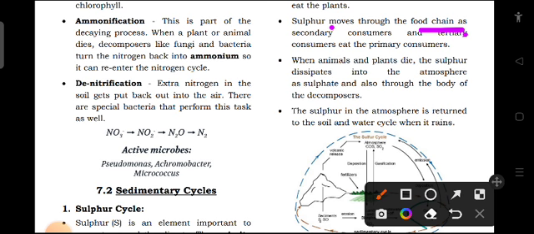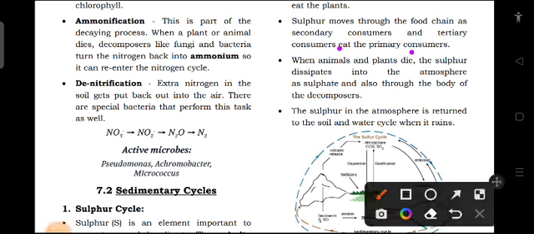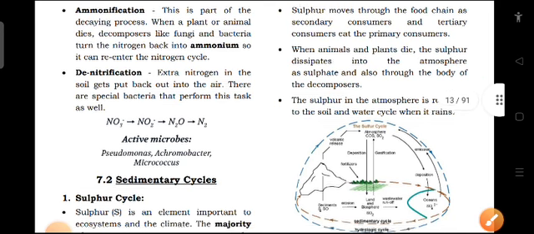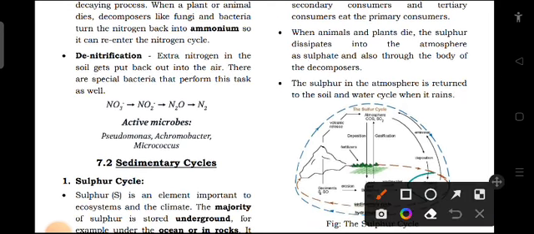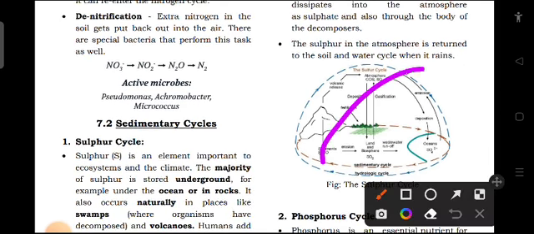When animals and plants die, the sulfur dissipates into the atmosphere as sulfate, also through the body of decomposers. So after plants and animals die, the sulfur again goes back into the atmosphere as sulfate. How? With the help of decomposers. The sulfur in the atmosphere is returned to the soil and water when it rains. So it is recycled into the atmosphere and it also goes back to soil and water. So this is that particular sulfur cycle.